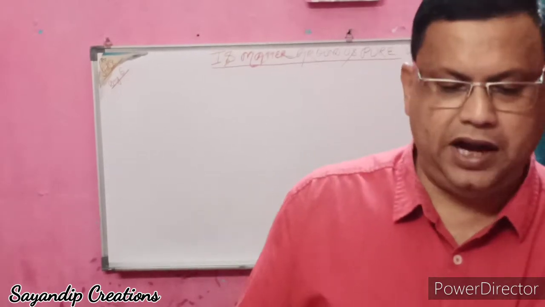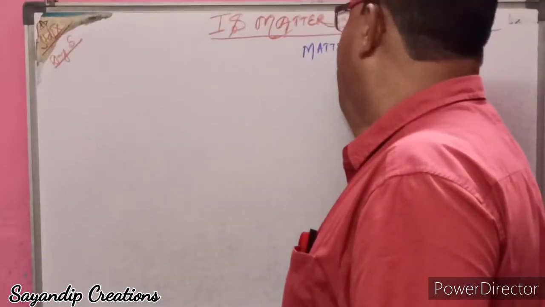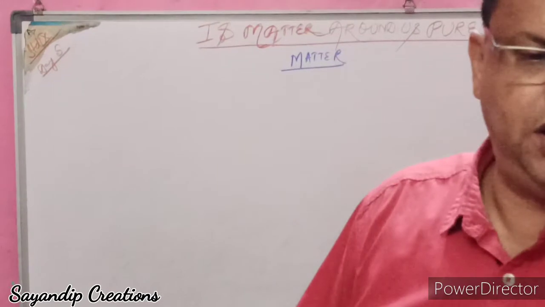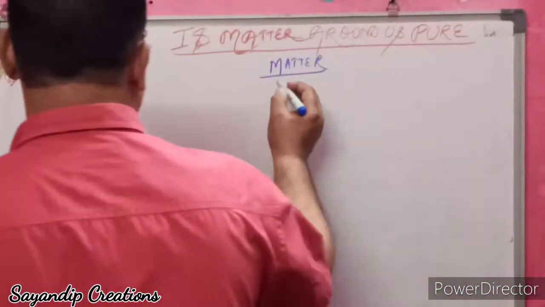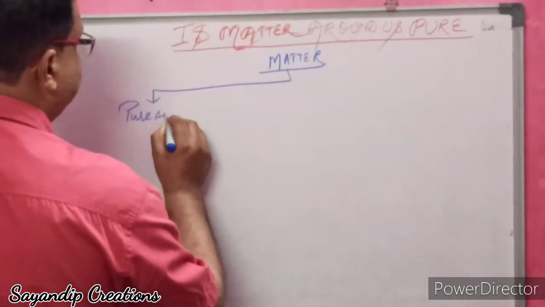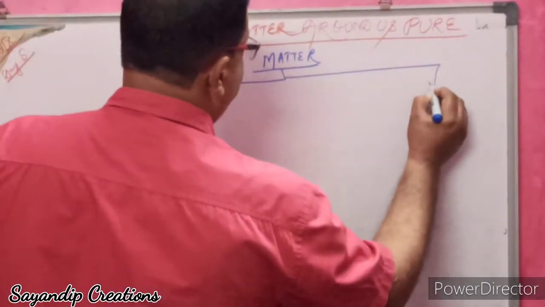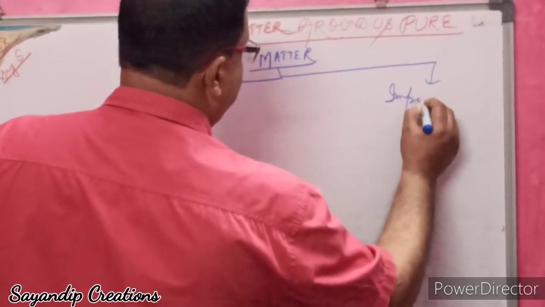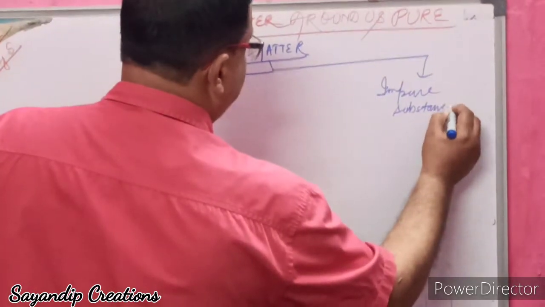Now, we will talk about matter. On the basis of chemical nature, matter can be classified into 2 things. One is pure substances, and second is impure substances, which you call the mixture.